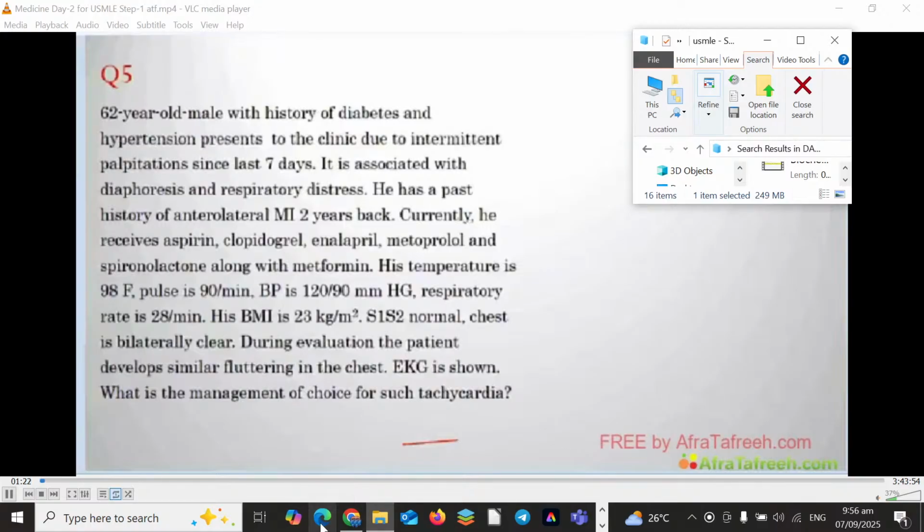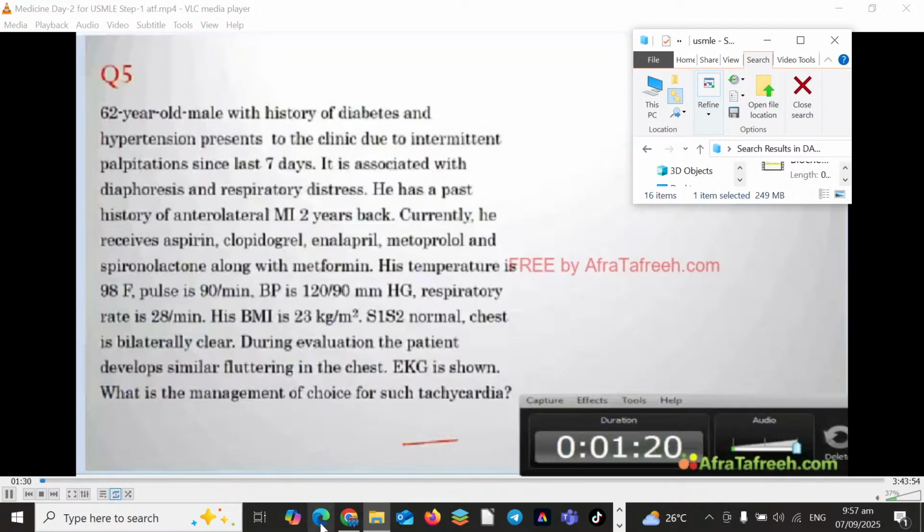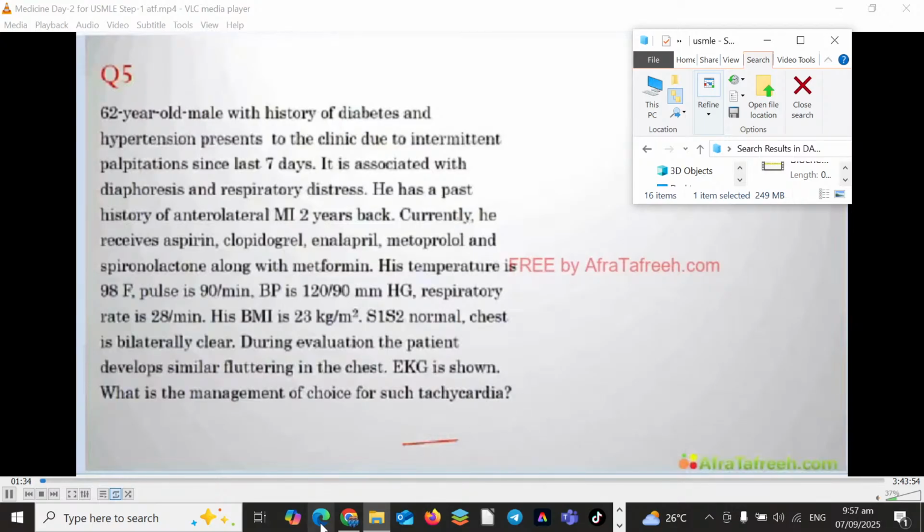Okay. Alright. So we'll move on to question 5. A 62-year-old male with a history of diabetes and hypertension presents with intermittent palpitation since the last 7 days. It is associated with diaphoresis and respiratory distress. He has a past history of anterolateral MI 2 years back. Currently, he receives aspirin, clopidogrel, enalapril, metoprolol and spironolactone along with metformin.